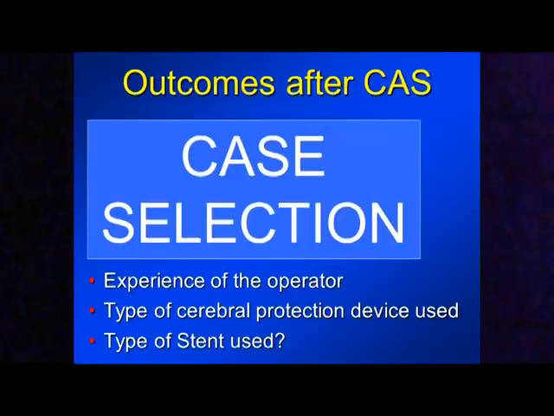The outcomes of carotid artery stenting depend on multiple things: age of the patient, presence of symptoms, aortic arch anatomy, plaque morphology, cerebral functional reserve, and of course the experience of the operator, the type of cerebral protection device used, and probably the type of stent used. This is what we should look at with the use of this new technology. And of course, case selection is and will continue to be a key factor in the results of these patients.